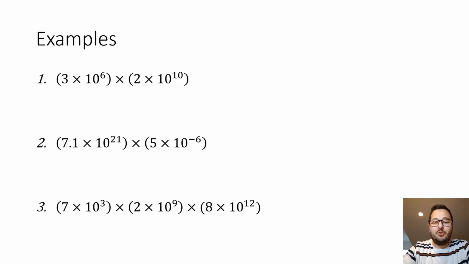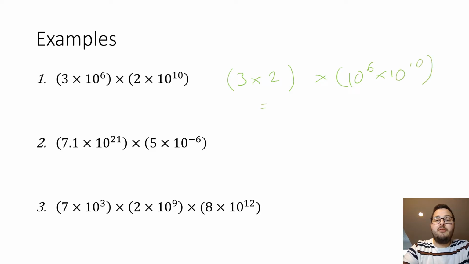Okay, so let's just do question 1 to start with then. So again, we can just rearrange these so we've got the normal numbers together. So 3 times 2 times 10 to the 6 times 10 to the 10. So this is going to be 3 times 2 is 6, and we can add these powers. 6 plus 10 is 16, and that's in standard form because 6 is between 1 and 10.